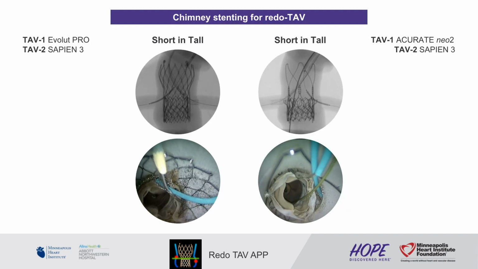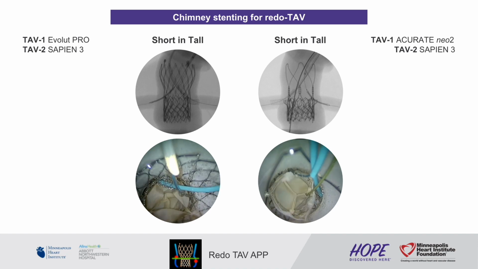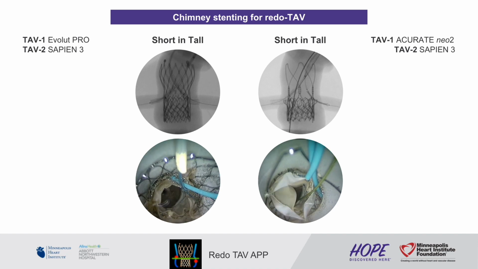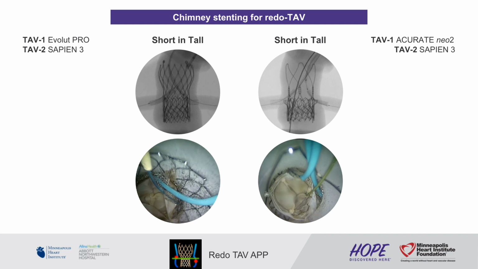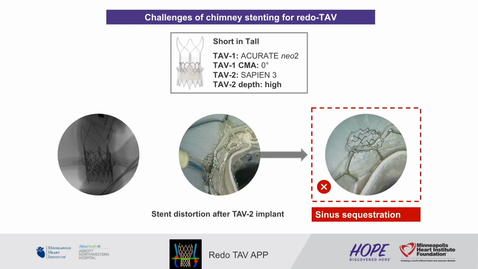Chimney stenting consists in the implantation of coronary stents protruding in the aorta to preserve coronary perfusion. Due to the presence of TAV frame, redo TAV poses specific challenges for chimney stenting that might jeopardize the results of the procedure.